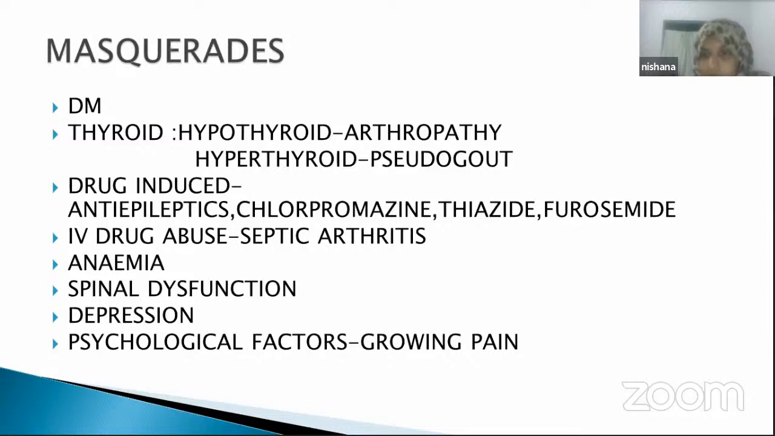Then anemia and spinal dysfunction, deformities, can all produce joint pain. Then depression. Depression can be a part of certain syndromes like fibromyalgia, and depression itself can present as joint pain. Then psychological factors. Psychological factors are very much related to joint pain.